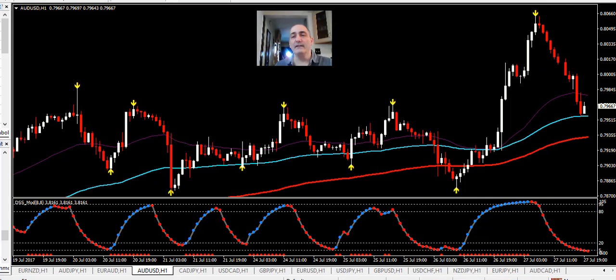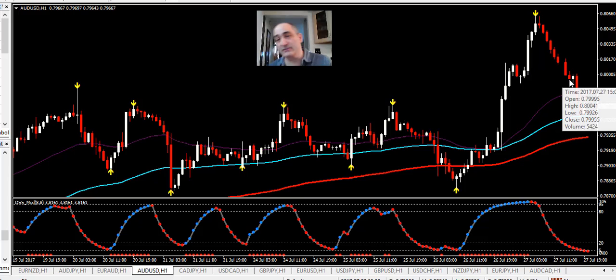But again, this is only if we get a signal from iMarkets Live because it's going against the trend. So the way that I trade, the way that I take my own signals, I would not have taken that trade. But just to show you how you would do it with the BB arrow alert and the DSS indicator down here, that's how it would work.